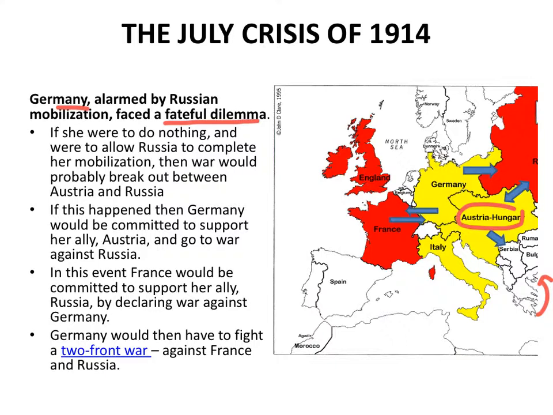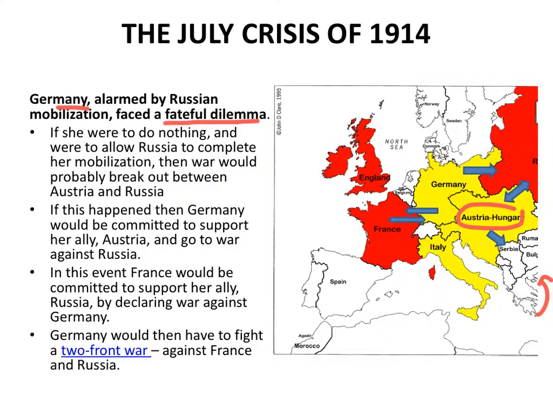As soon as Austria-Hungary went to war against Serbia, Russia started to mobilize. Now, Russia is a huge country. It takes Russia about 6 weeks to get all her men into place to fight a war. But the call-up started. Russia began to mobilize her troops to go to war against Austria-Hungary. Now, go back to the text on the left. That created a dreadful dilemma for Germany. If Germany were to do nothing and allow Russia to complete her mobilization, then war would probably break out between Austria and Russia.